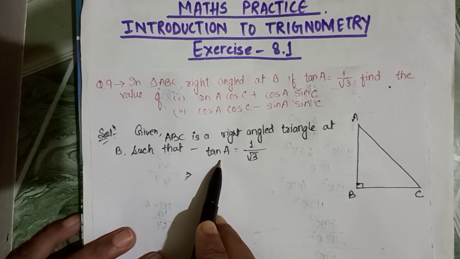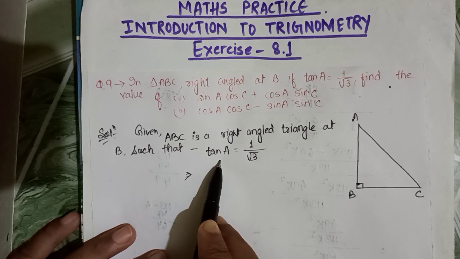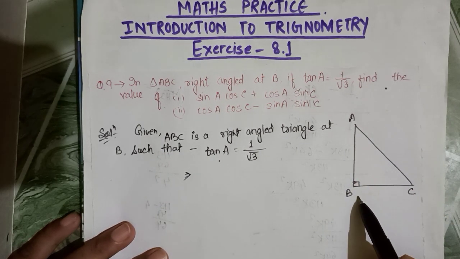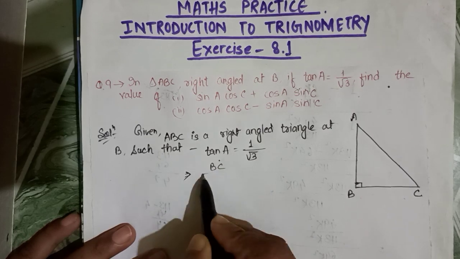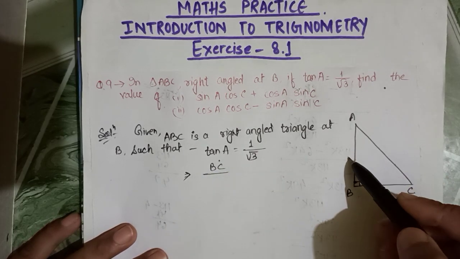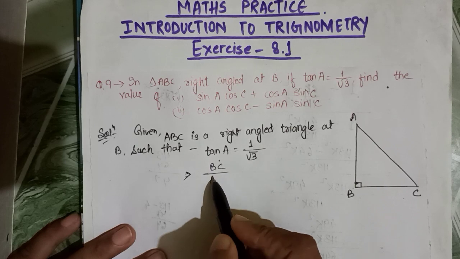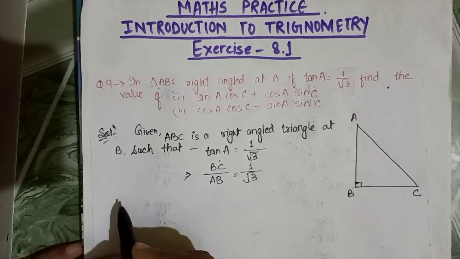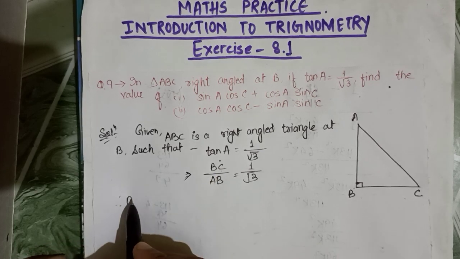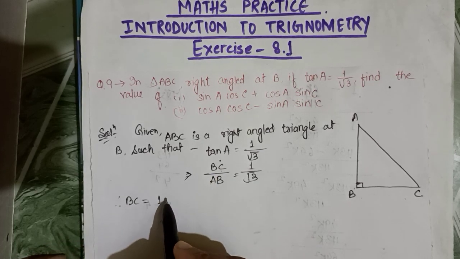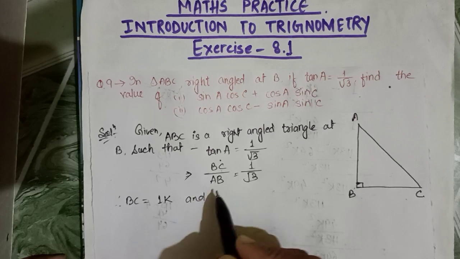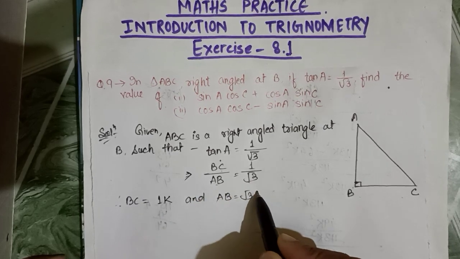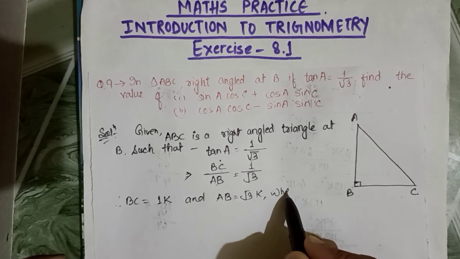So now we need the formula for tan A. It is opposite by adjacent side. From A, opposite will be BC. Adjacent from A is AB. So BC by AB equals 1 upon root 3. Therefore we can say BC equals 1k and AB equals root 3k, where k is a positive integer.